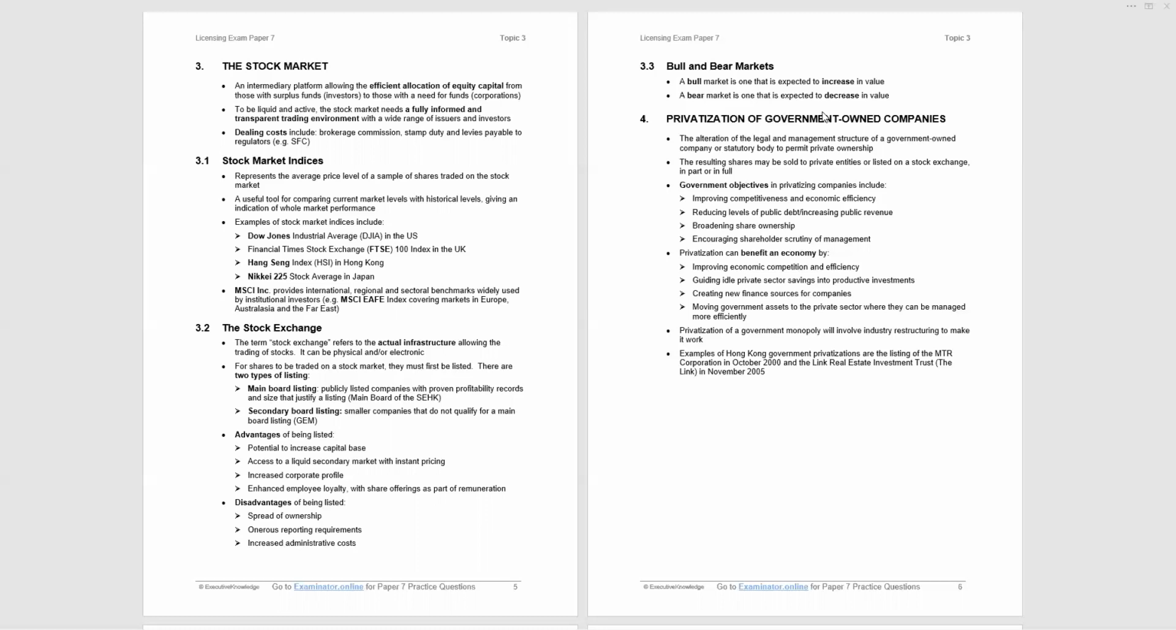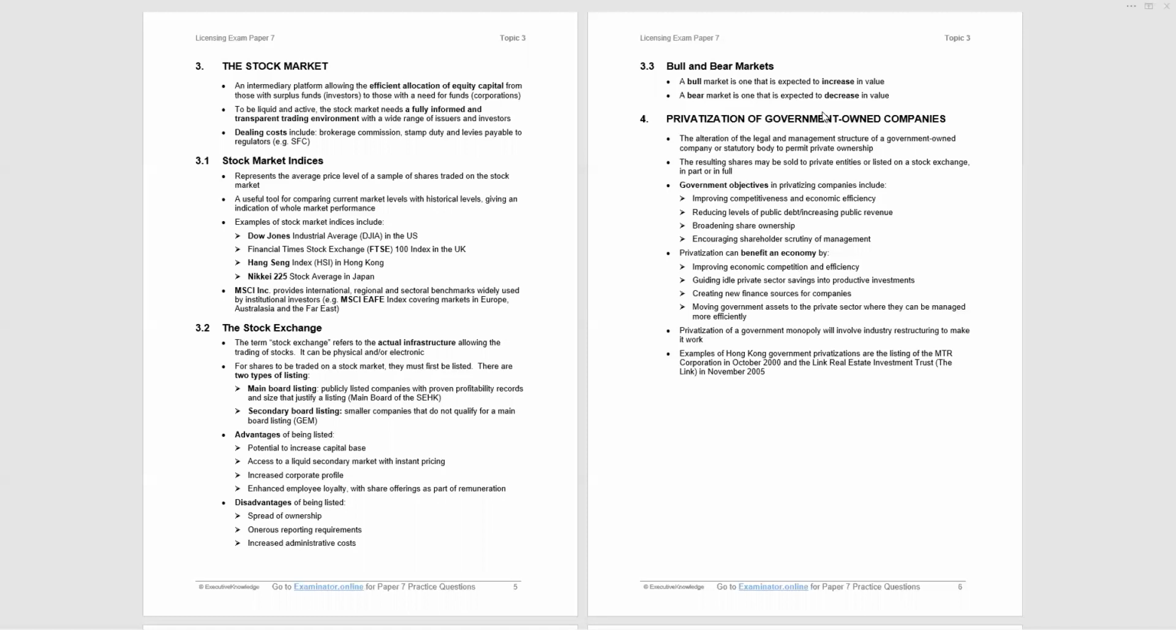Now, the stock exchange is the actual infrastructure allowing the trading of stocks, often around the world now. It's electronic. There are 2 types of listing: main board listing and secondary board listing. In Hong Kong, the main board of the stock exchange is where you will publicly list companies with proven track records. The secondary board listing in Hong Kong is GEM. Originally, it stood for Growth Enterprise Market, but now we just use the mnemonic. Smaller companies that do not qualify for main board listing are attracted to the GEM, and we'll be looking at that in more detail in a moment.